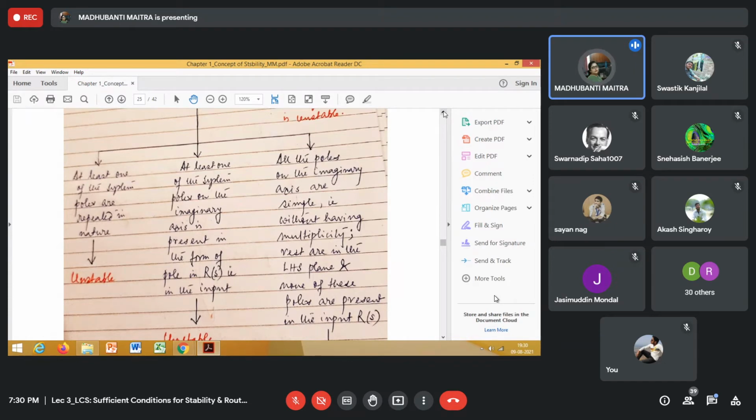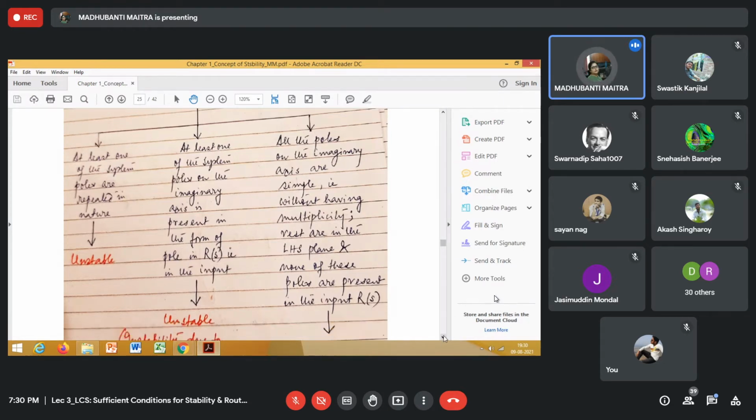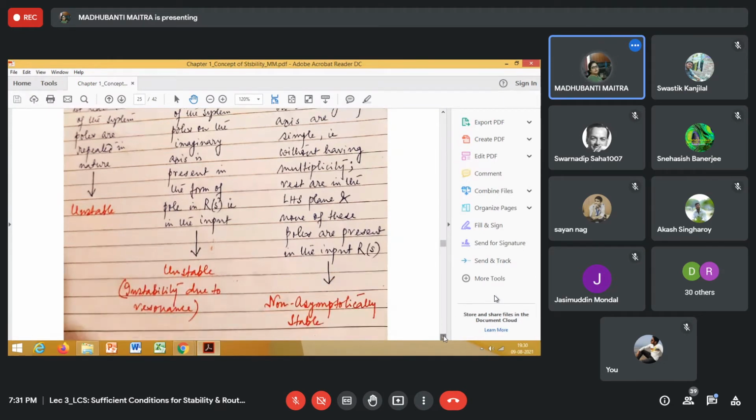And the third case: all the poles on the imaginary axis are simple, that is, without any multiplicity, and the rest are in the left half of the S-plane, and none of these poles are present in the input R(s). So the system will be limitedly stable, and will be non-asymptotically stable. The system will be called limitedly or marginally stable.